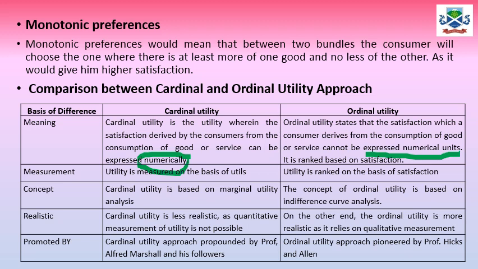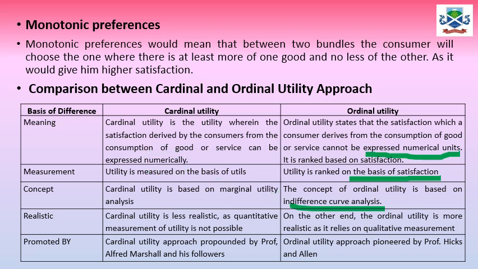Now, on measurement: under the cardinal approach, utility can be measured in terms of utils, whereas under the ordinal approach, utility is ranked on the basis of the level of satisfaction. On concept, cardinal utility is based on the law of diminishing marginal utility, or marginal utility analysis, and the ordinal approach is based on indifference curve analysis. That is another difference.